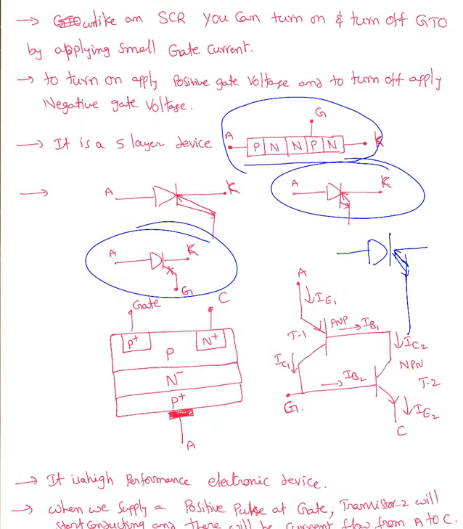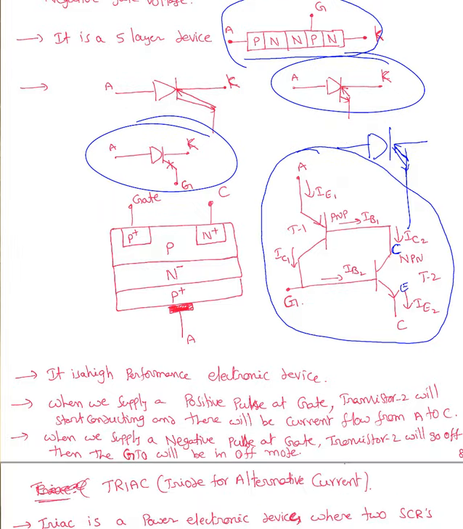Now we can represent it by using 2 transistors. You must have basic knowledge about transistors. A transistor is nothing but a 3-terminal device. Here is the collector and here is the emitter. Here this is supposed to be the cathode, indicated with K. Current always flows from collector to emitter. That current can be controlled by using the base current.